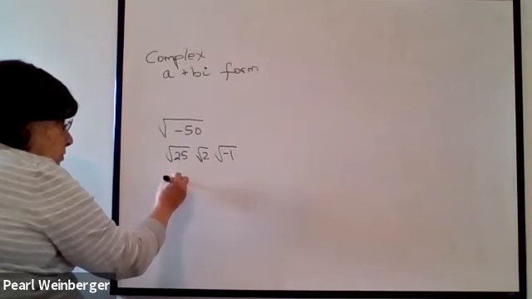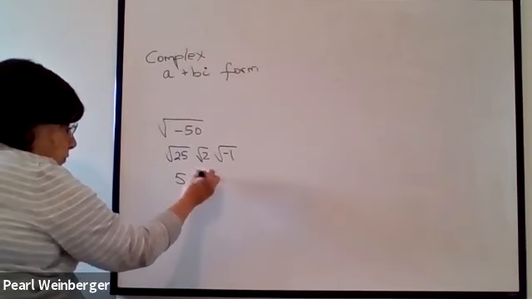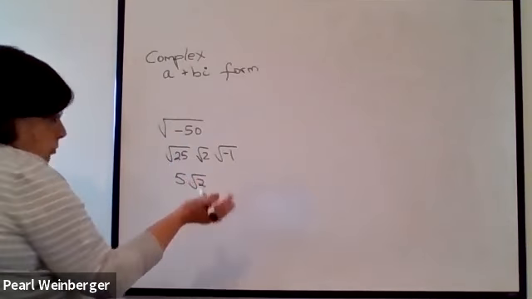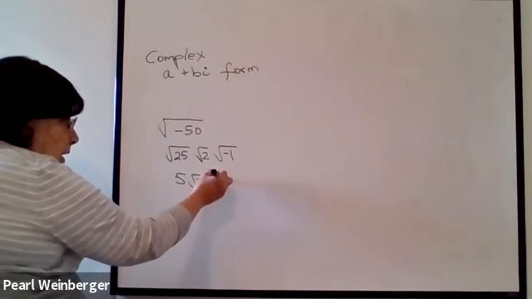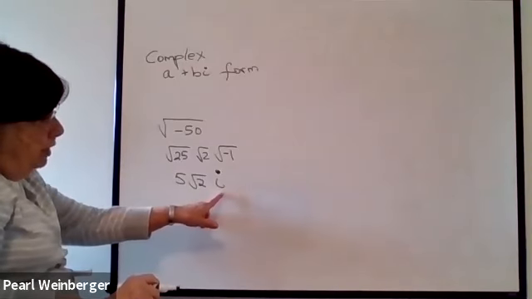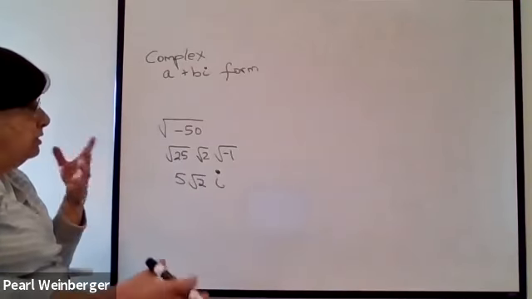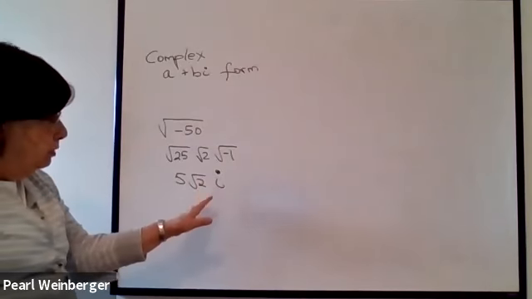So the square root of 25 will give us 5. The square root of 2 will stay the square root of 2 because it's irrational, it doesn't have a square root. And the square root of -1, we will always write as i. In other words, we won't leave it as a negative number inside a square root. We will write it in terms of i.